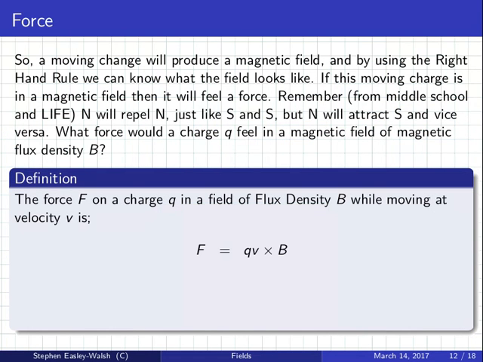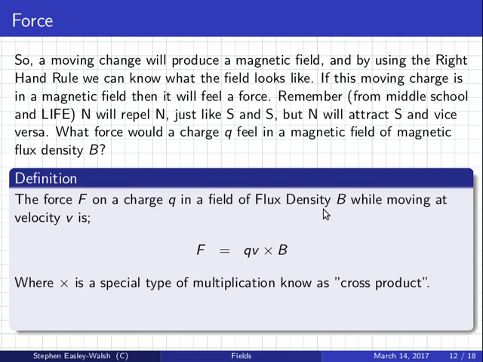Well, it's QV times B, and this is a special multiplication which I'll explain. So the force on the Q will be QV times B. The Q is its charge, the V is its velocity, and the B is the magnetic flux density. So you were asking me, does more charge mean stronger? It does, it makes more force on it. But in fact, if it moves faster, that will make more force on it.